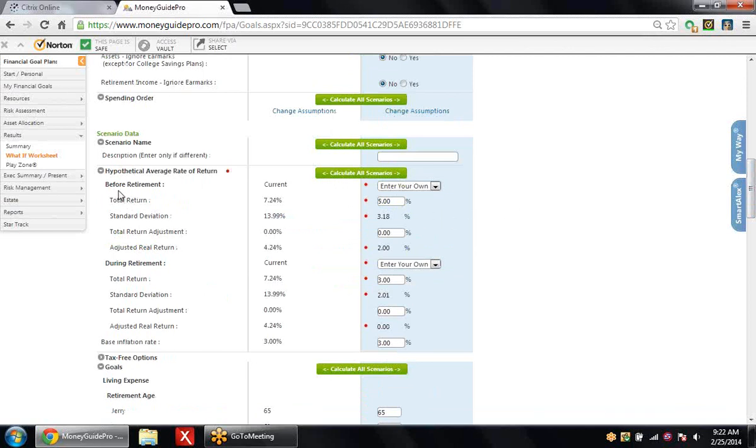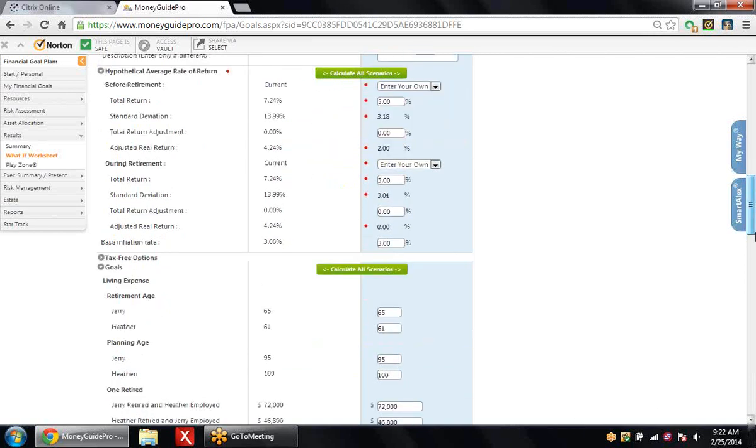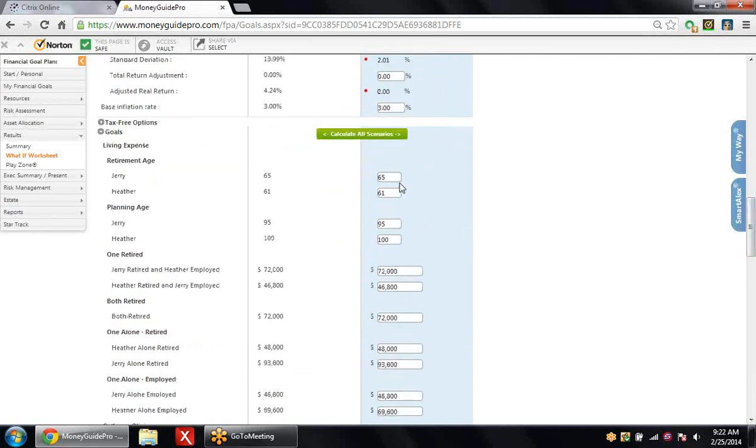Here we see a before retirement rate of 5%. The current rate they have on the left is based on the historical average of your portfolio. I like to be more conservative than that. A second area that we can put a rate of return on is your during retirement rate of return. A third area that we could modify would be your retirement age.